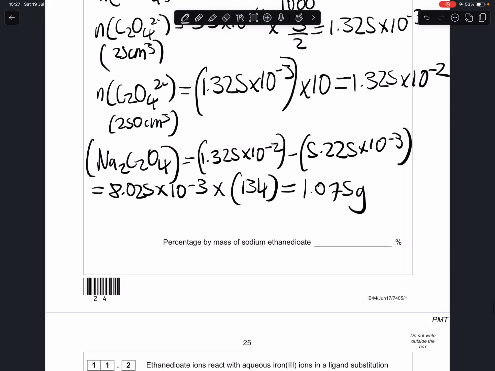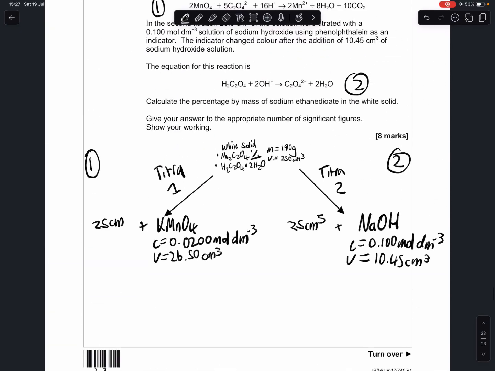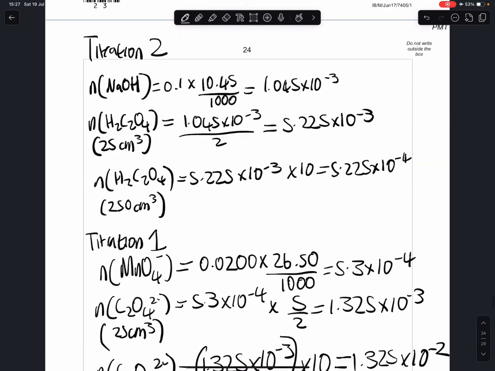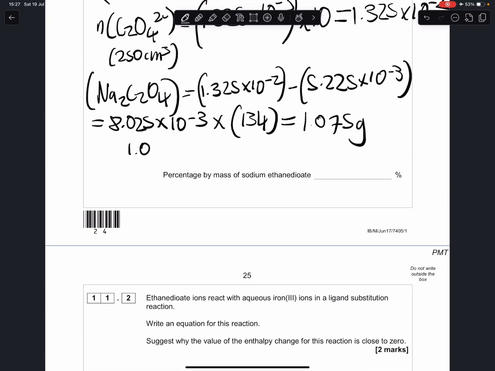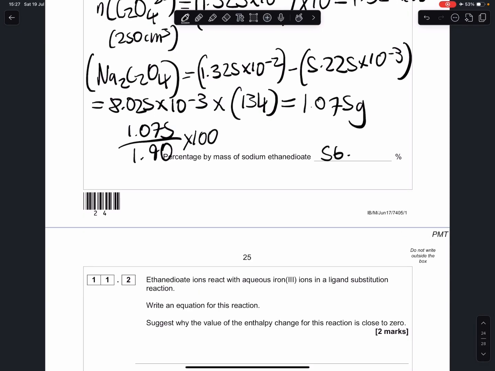So now we've found the mass of just our Na2C2O4 in the white solid, but we want to find the percentage by mass. So what we do is we look back before, we saw the total mass is 1.90. So we do 1.075 divided by 1.90, and that will give you your percentage by mass if you times it by 100, because we need it as a percentage, to be 56.6%.